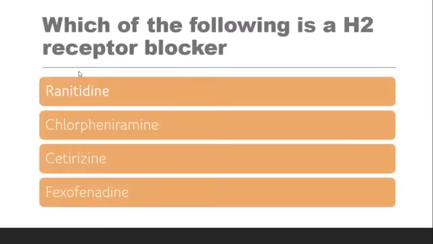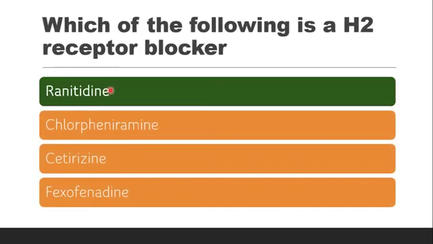Next question is, which of the following is a H2 receptor blocker? Now H2 receptor blockers basically include examples such as ranitidine, famotidine. All these examples are there in the H2 receptor blockers. So the correct answer is, it is ranitidine. Ranitidine is one of the H2 receptor blockers. Other H2 receptor blockers are cimetidine, famotidine, nizatidine.